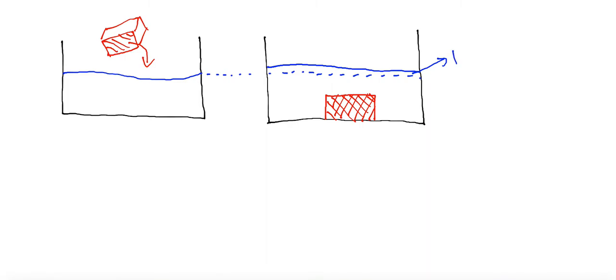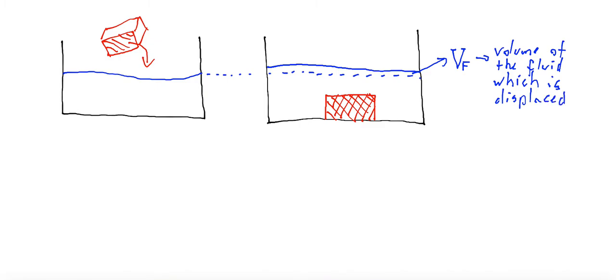So let's use V with index F, the volume of the fluid which is displaced. And let's mark with the symbol V with index O the volume of the object which is immersed. Maybe the volume of the immersed part of the object.